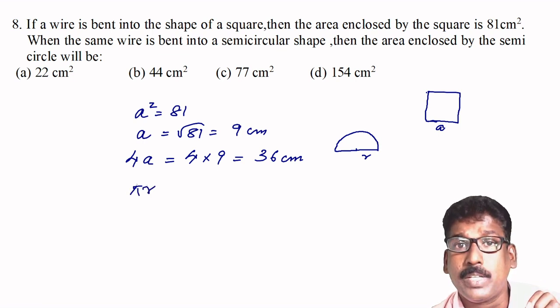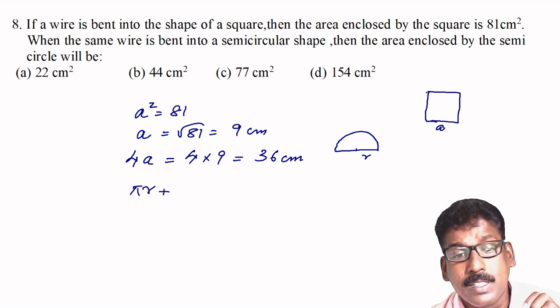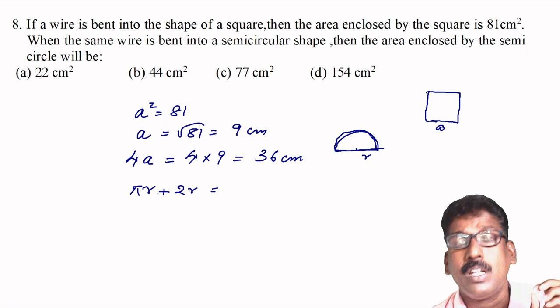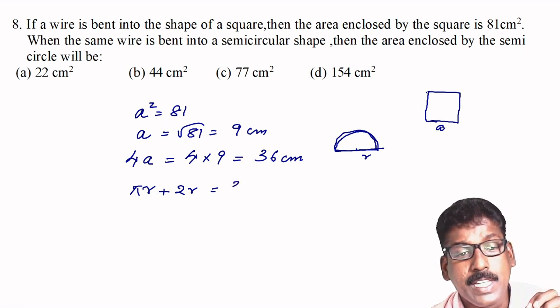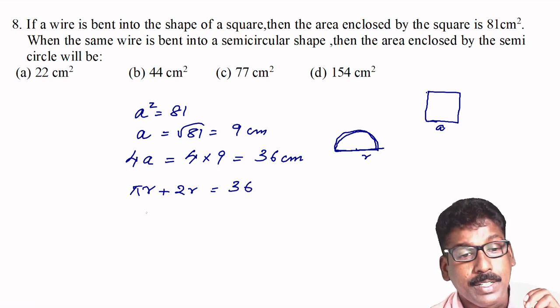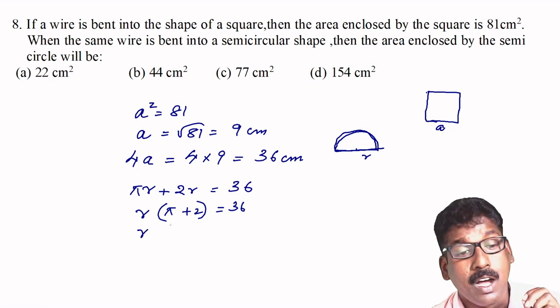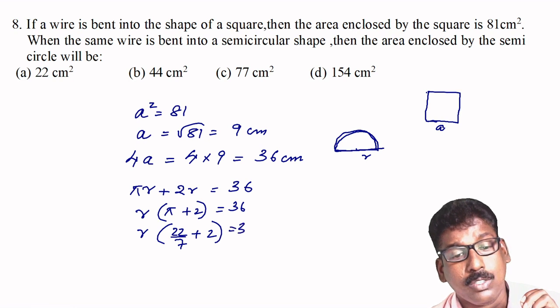Circumference of the circle is 2 pi r, so circumference of the semicircle is pi r. Now you have to find this length, that is 2r. This is the total length of a semicircular shape, which is equal to the perimeter of the square. Now you can take r common, then pi plus 2 is equal to 36. That is r into 22 by 7 plus 2 is equal to 36.